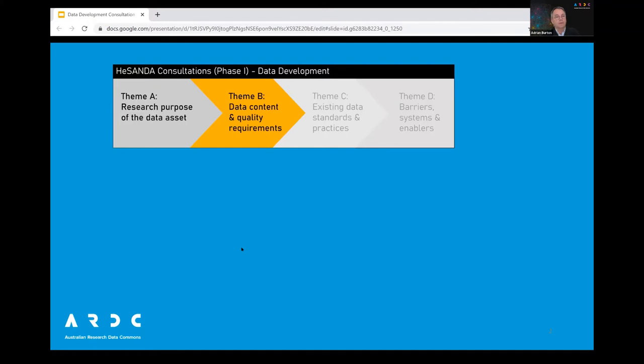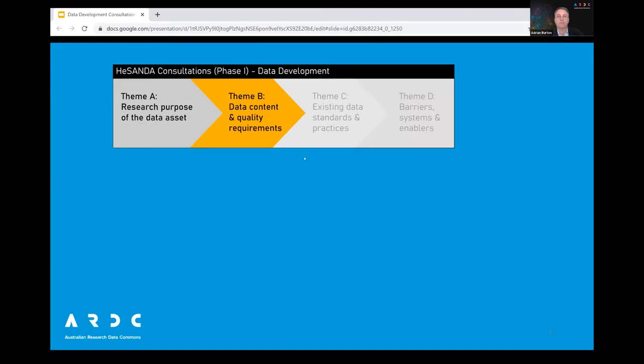Last workshop, we were focusing in on what was the purpose, you know, what research would you be able to do with this data asset, and what on earth were we trying to achieve here. So what kind of data would you need for those purposes is the following question. So theme A was our last workshop. Theme B is highlighted here in orange. We're now saying, okay, given those purposes, what content and what kind of quality would that data have to be to support those research purposes? We'll have a further workshop on looking at some existing data standards and practices, and a fourth workshop on the systems and the barriers and enablers to such an initiative.